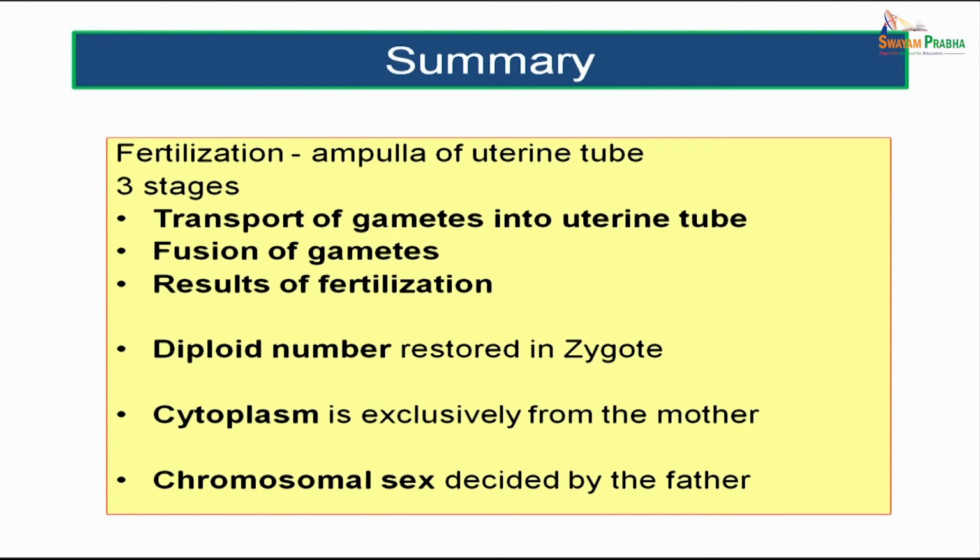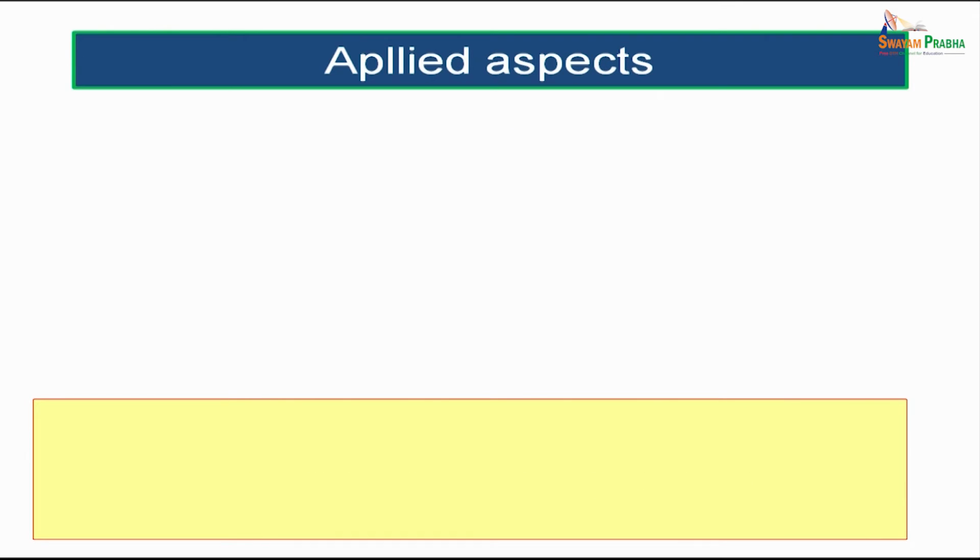The chromosomal sex is actually determined by the father, because the father can give either X chromosome or Y chromosome. If Y chromosome is donated by the father, then it will result in a male child, and if X chromosome is coming from the father, it will result in a female child.